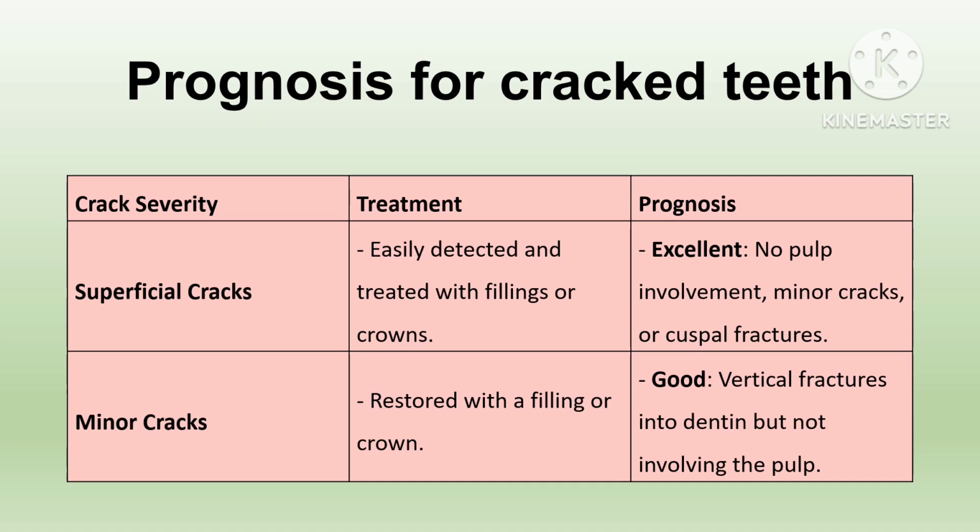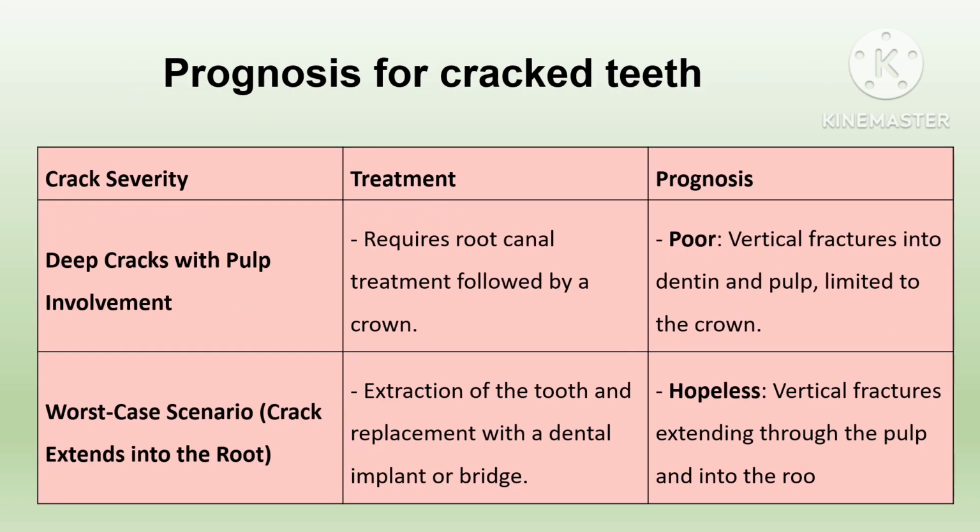The prognosis of a cracked tooth depends upon the location, direction, and the size of the crack. So, if the crack is superficial, generally the treatment involves filling or crowns to restore the tooth. In these cases, the prognosis is excellent as these cracks are usually minor and don't involve the pulp of the tooth. Minor cracks often extend into dentin only, not involving the pulp.